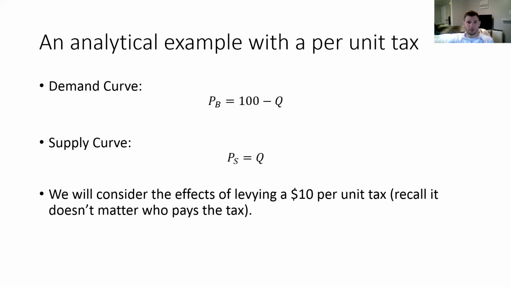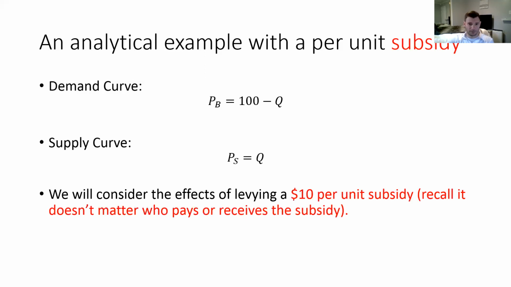Today we're just going to do a small switch here. Instead of tax, now we're dealing with subsidy. And similar to the tax, it doesn't really matter who we physically give the subsidy to, whether it's the buyer or the seller. Both feel some incidence of the subsidy, and again, that is related to the relative elasticities of supply and demand.